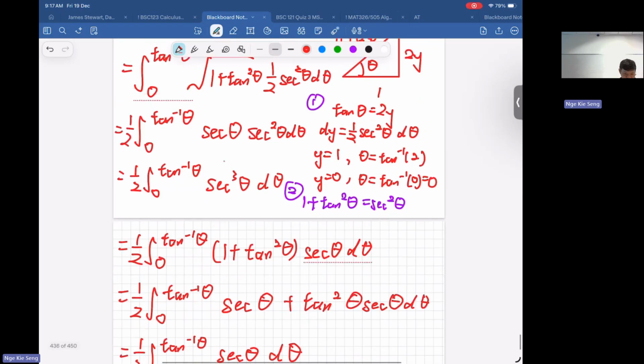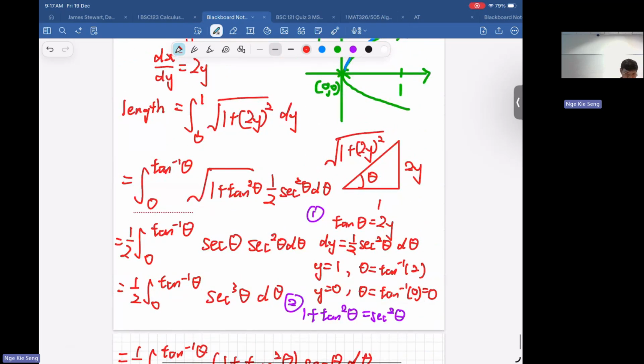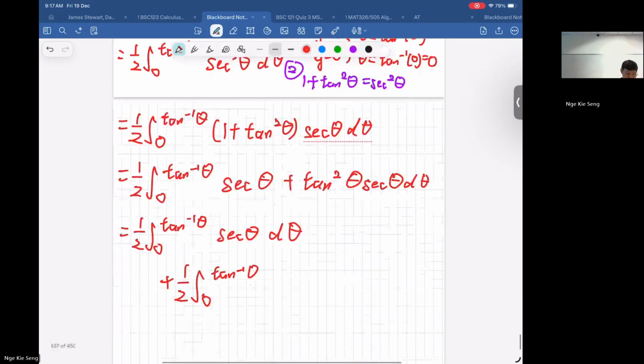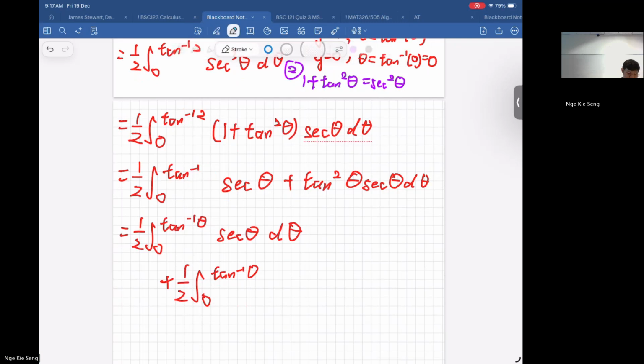Okay, this is 2, right? Tangent inverse 2, this is a scalar, not a variable. Otherwise, it will be very difficult. So the next term here, there's a tangent theta, secant theta here.